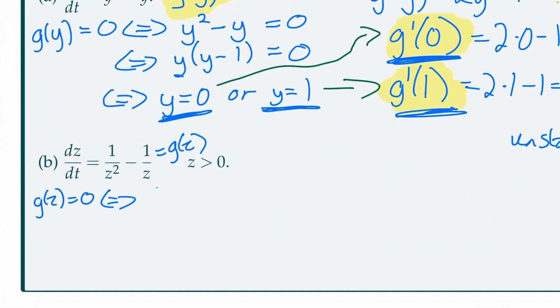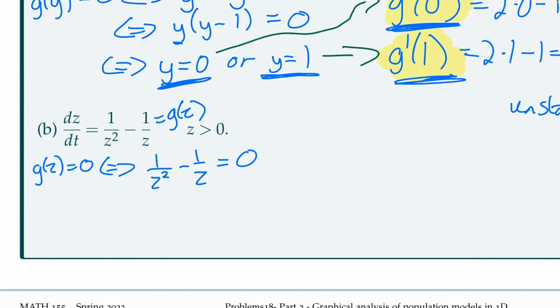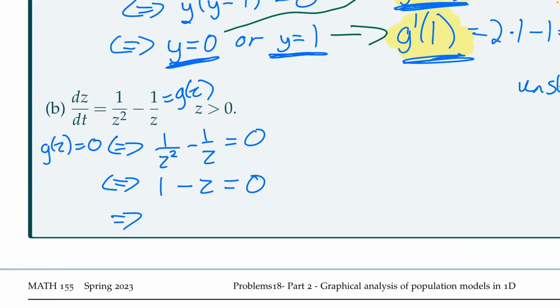So when g of z is equal to 0, we have 1 over z squared minus 1 over z is equal to 0. So I said that a hint to multiply through by something. If I multiply through by z squared, then I'm just going to have 1 minus z is equal to 0. Which means z is equal to 1 is my only fixed point. So we only have one fixed point in this system.